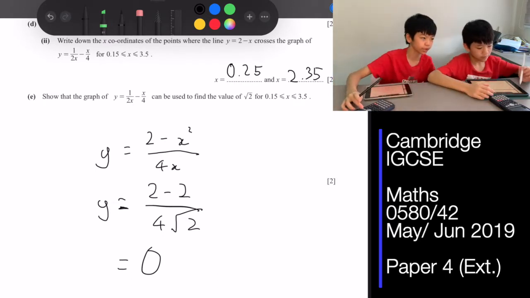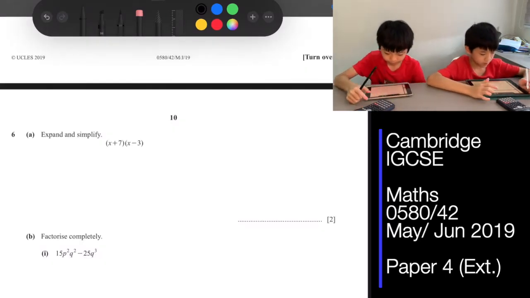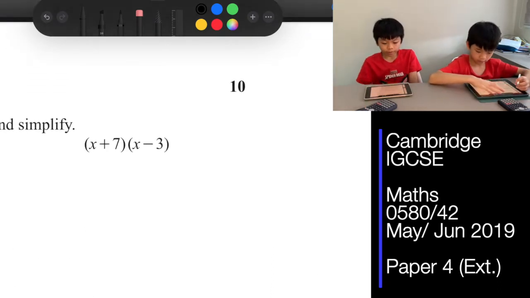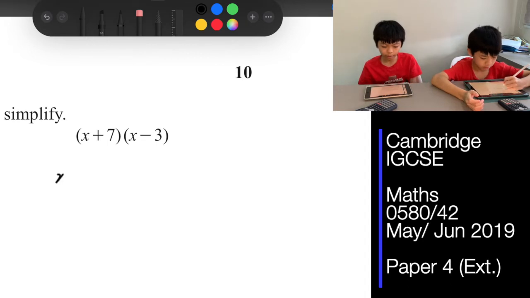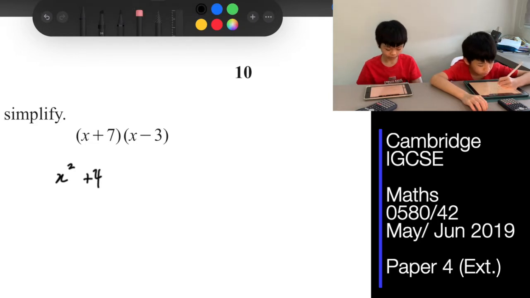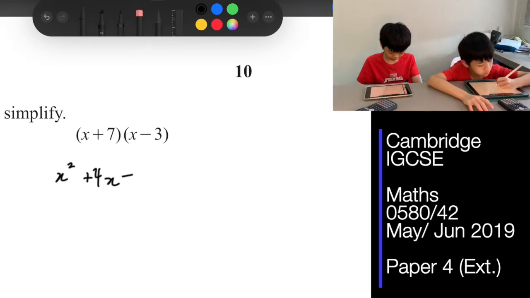Okay, continue. For question 6a, we need to expand and simplify (3x plus 7)(x minus 3). This is very easy. All we need to do is 3x squared, and then 7 minus 9 is minus 2x, and then minus 21.